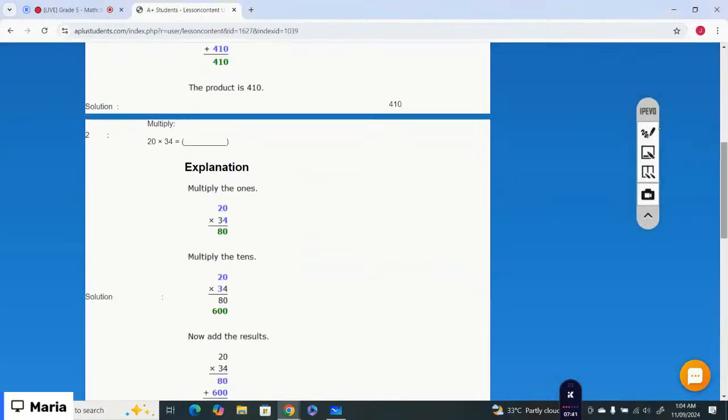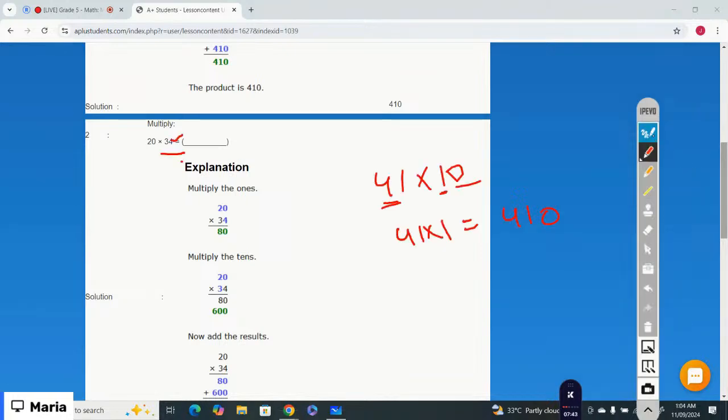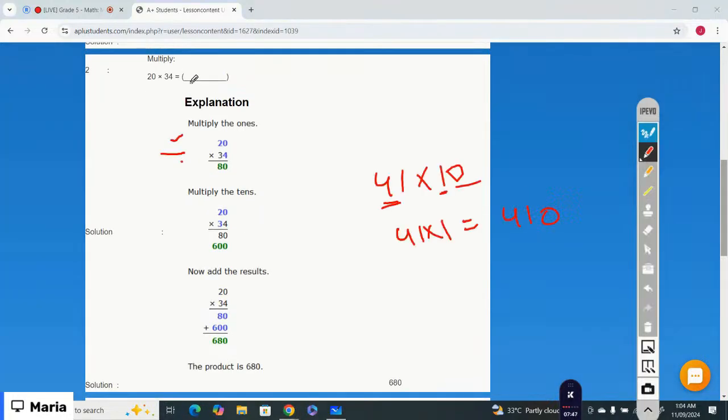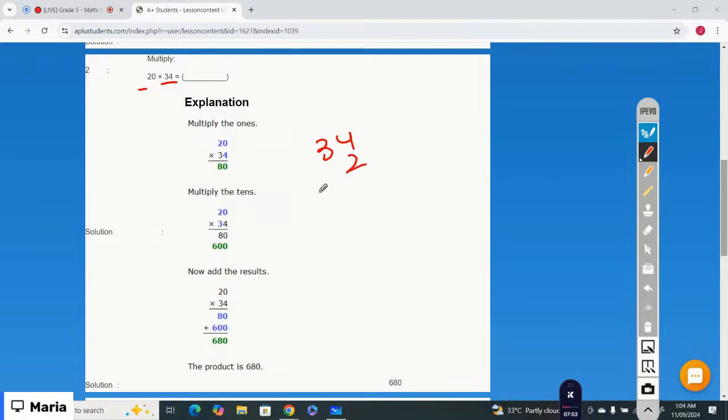Okay, the next one is 20 times 34. So again you have a 0 with a number, right? So just multiply the non-zero values. You have 34 times 2, right? 2 times 4 is 8 and 2 times 3 is 6. You have 1 zero, so just add a 0 at the end, so that is 680. Got it?